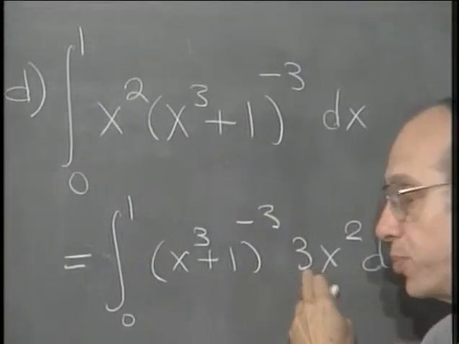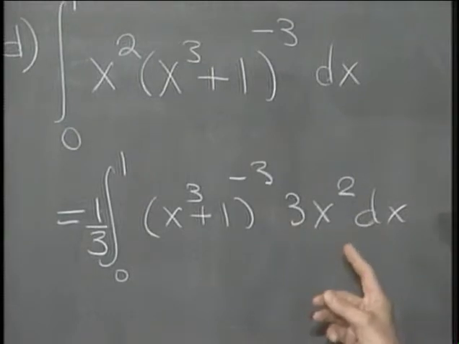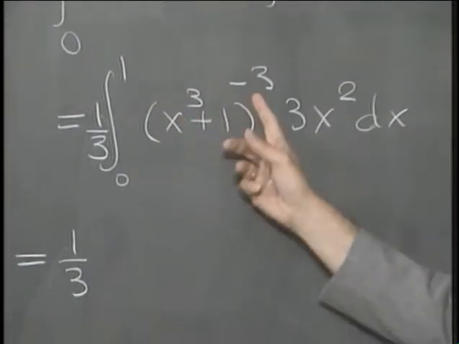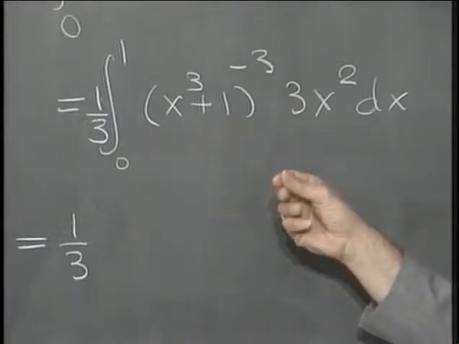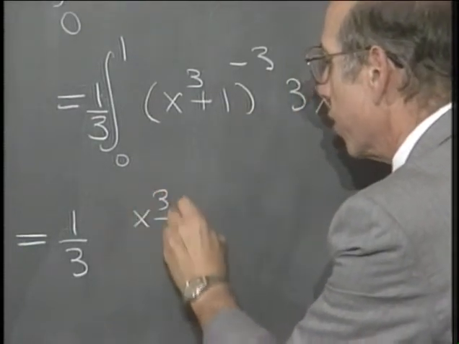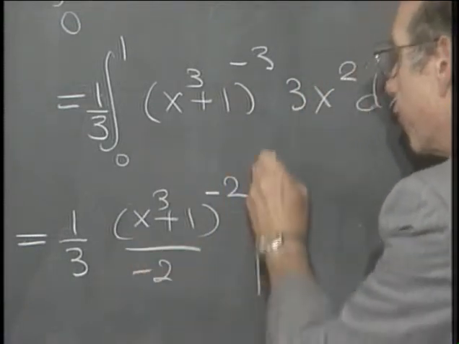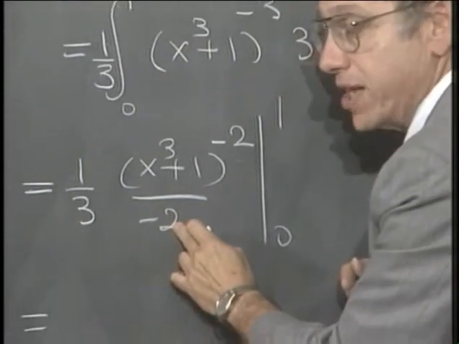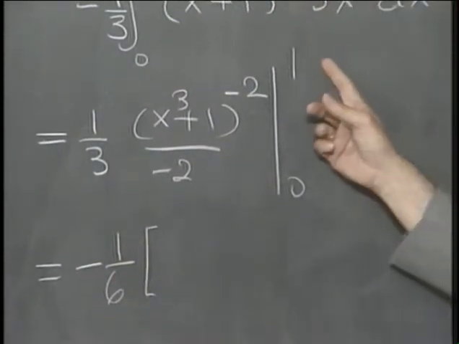And of course, don't forget I multiplied by 3, so I have to multiply here by 1/3 so that I haven't changed the integral. This is now 1/3 of, now I have precisely u^(-3) du. And the antiderivative of u^(-3) is u^(-2) over -2. So this becomes (x^3 + 1)^(-2) over -2, evaluated from 0 to 1. Now let's see. I have 1/3, I have a -2 down here, so this becomes -1/6, which I'll factor out.